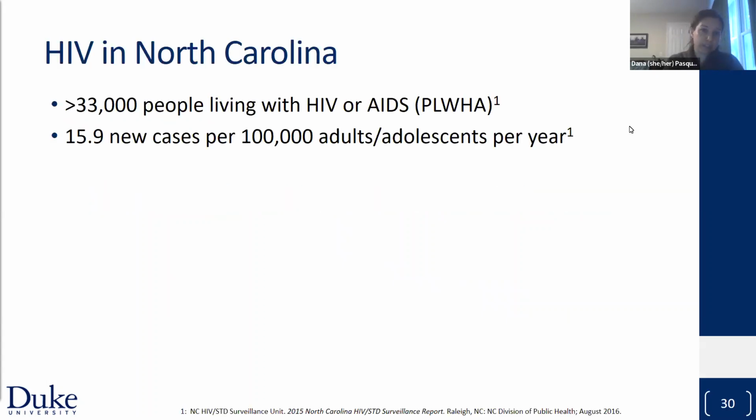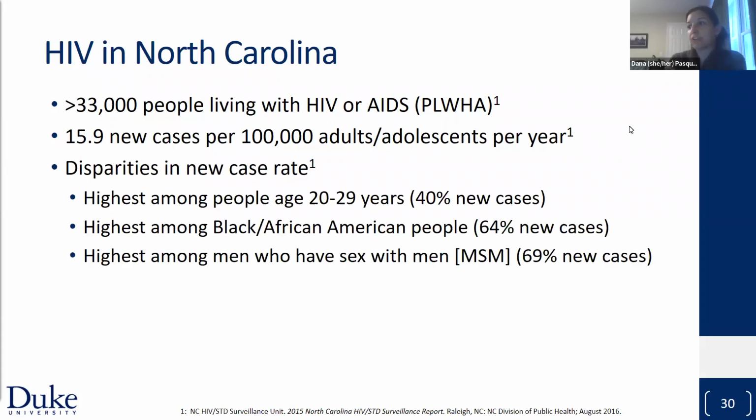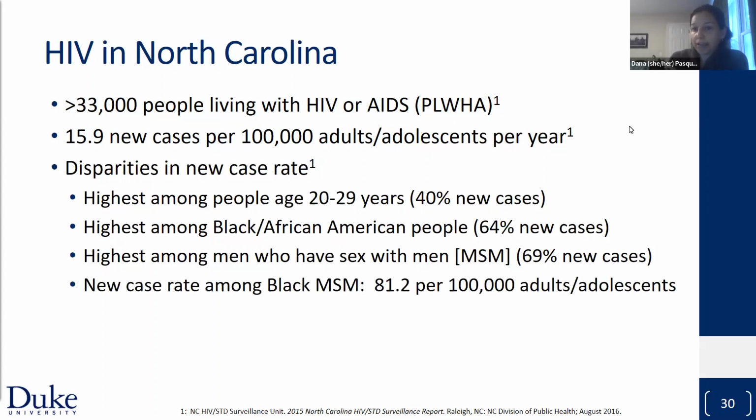So North Carolina is fairly typical of the US South when it comes to HIV. So there are about 60 new cases per 100,000 adults or adolescents per year. There are a lot of disparities in the new case rate. So it's highest among people aged 20 to 29. It's highest among Black or African American people, and it's higher among men who have sex with men. And then when you look at the new case rates, there's fully 5 times higher among Black MSM than among the state as a whole.